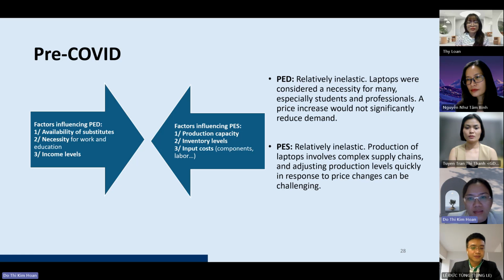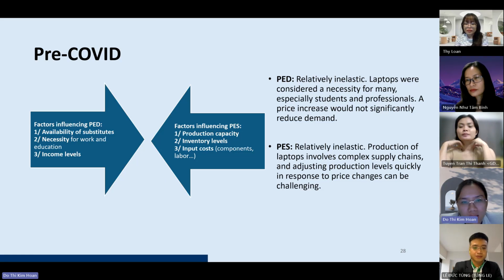Firstly, pre-COVID, I want to show some factors for price elasticity of demand first. Firstly, the availability of substitutes, such as tablets and mobile phones that can replace a laptop. Second is necessity for work and education, and the last one is income level.